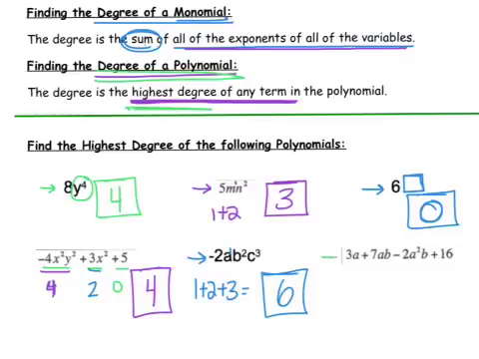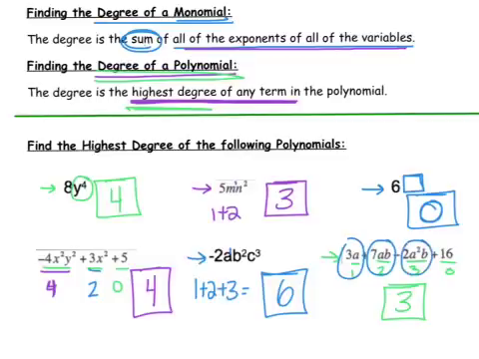And last but not least, I want you to try this last one on your own. I'm going to pause the video, so try it on your own, then come back and check your answer. In this problem, we have 4 terms. The first term has a degree of 1, the second term has a degree of 2, the third term has a degree of 3, and the last term has a degree of 0. 3 is our highest, so the degree of the polynomial is 3.